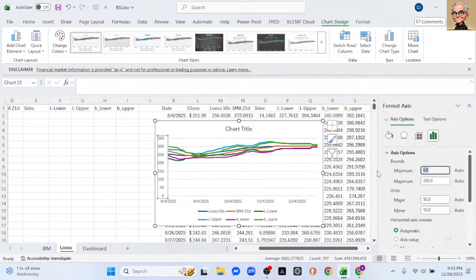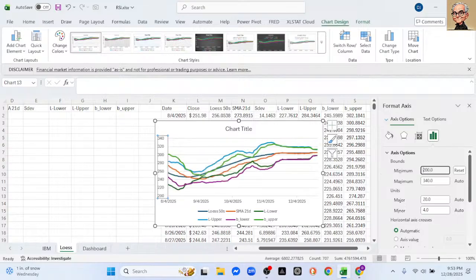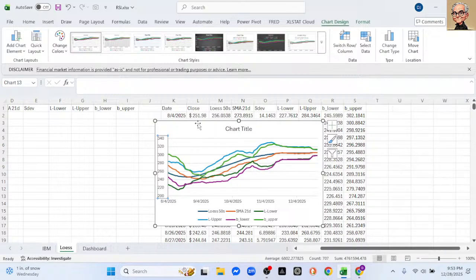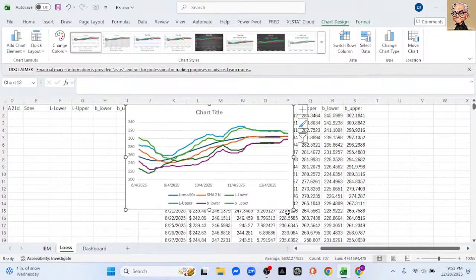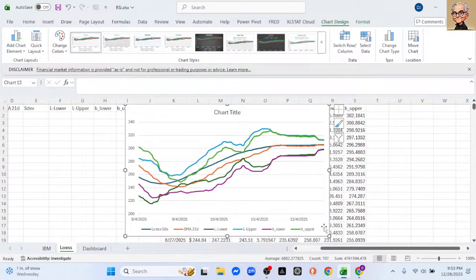Oh, I don't know, 200. Okay. Now this is really hard to read. There's just way too many lines here. So anyway, that is the 20 moving average, all right? This is the Loess function, this is a 50.